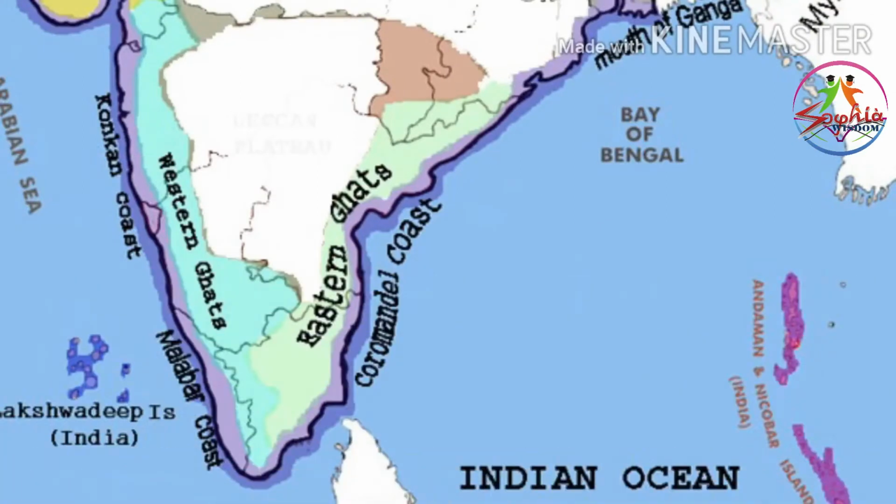Now the topographic feature of this plateau. Topography is the land feature. The land is tilted towards the east, and we have two mountain ranges which act as a boundary in the eastern side and the western side. That is, the Western Ghats in the west and the Eastern Ghats in the east act as the boundary.